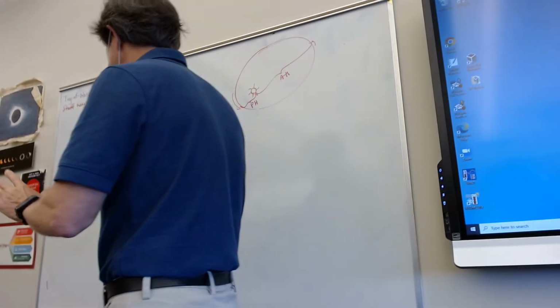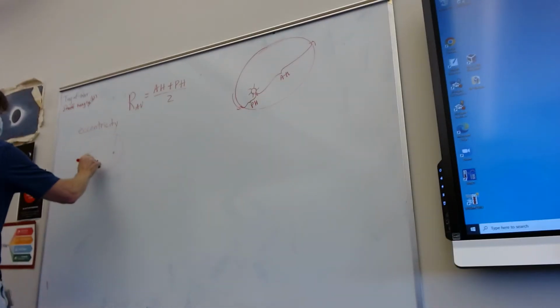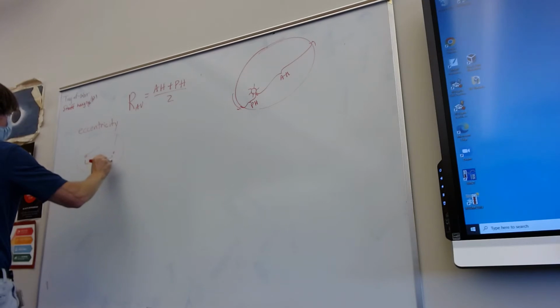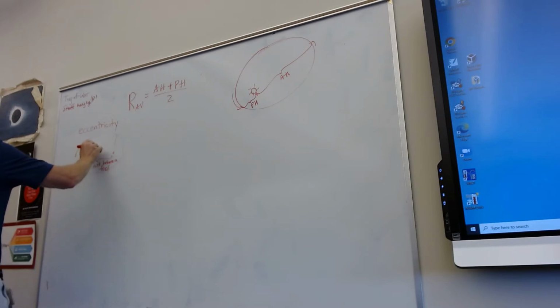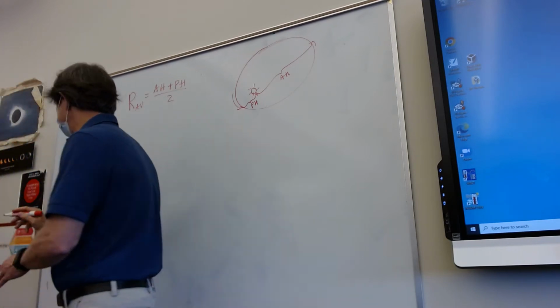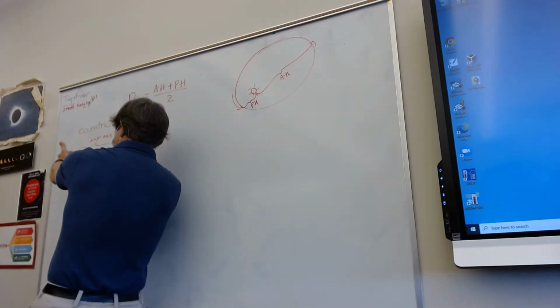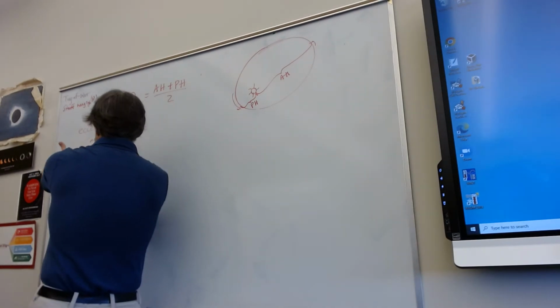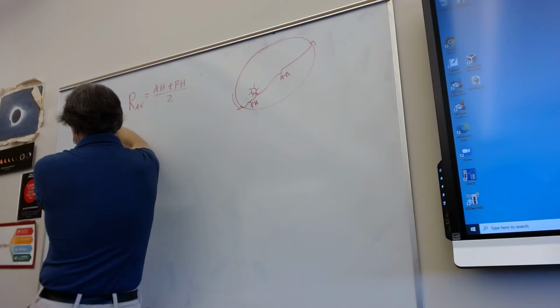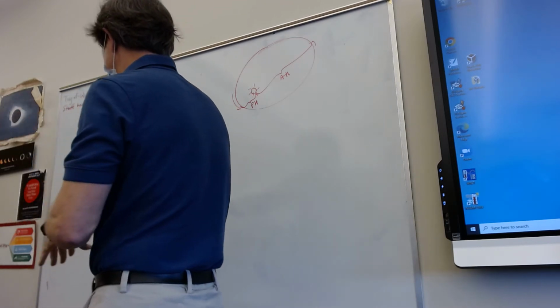Here's how it's defined. It is defined as the distance between the foci divided by what I'm going to call the major axis. An ellipse has a major axis and a minor axis. The long diameter is the major axis, and this is the minor axis. I'm not going to worry about the minor axis.